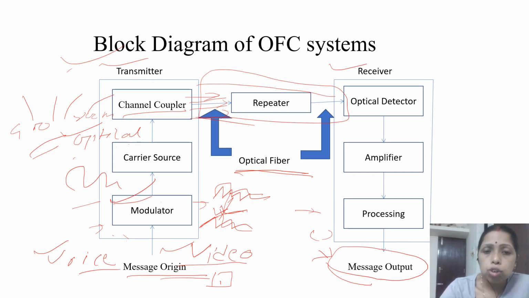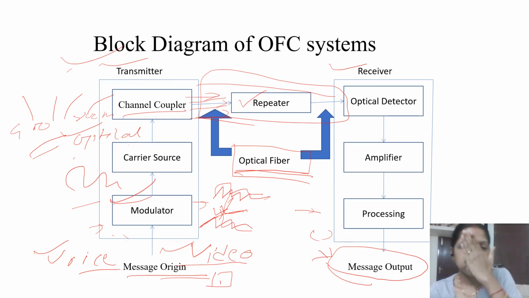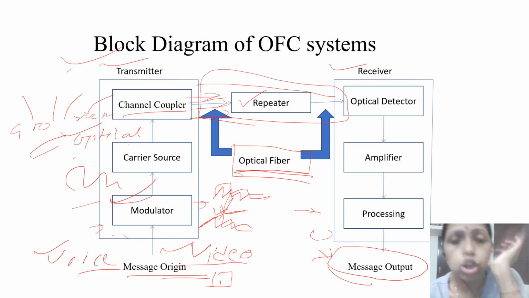Now all the optical signals will enter the optical fiber. There are multiple channels. So what is the use of the repeater? The repeater is required to enhance the signal strength. When the signal is carried over long-distance communication, it should not be degraded.